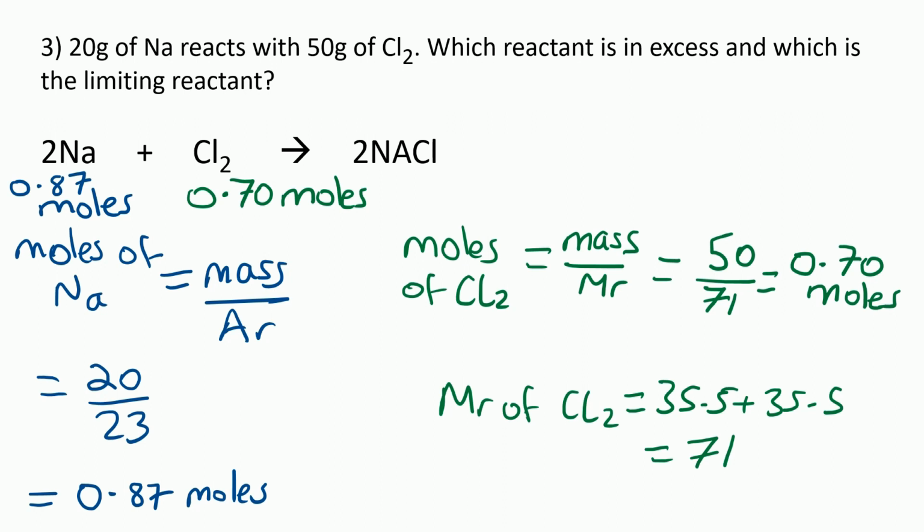However, we need to look at the balancing numbers and we can see we need twice as much Na compared to Cl2. So if we've got 0.7 moles of Cl2, really we would like 1.4 moles of Na, which we haven't got. So actually the Na will run out first because we haven't got double the amount compared to chlorine. So Na is the limiting reactant and Cl2 is the reactant in excess. So just be careful of situations like that.